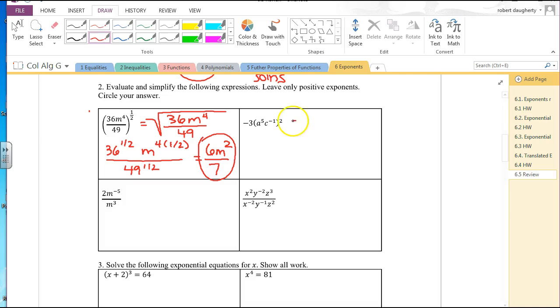In the next one, what's being squared is a to the 5th c to the negative 1, not the negative 3. So this is negative 3. And then I can just multiply exponents. So 5 times 2, that's a to the 10th. And then negative 1 times 2, that's c to the negative 2. To write this with no negative exponents, that's negative 3a to the 10th over c squared.